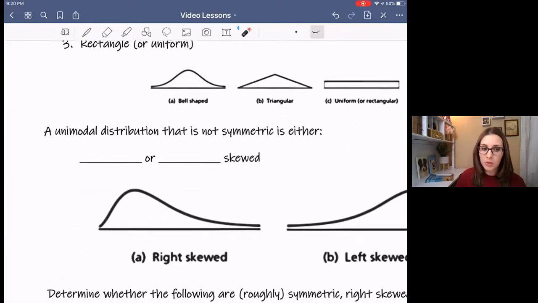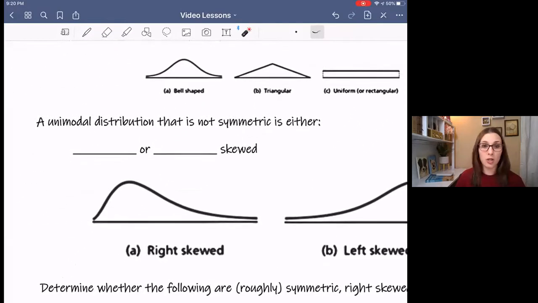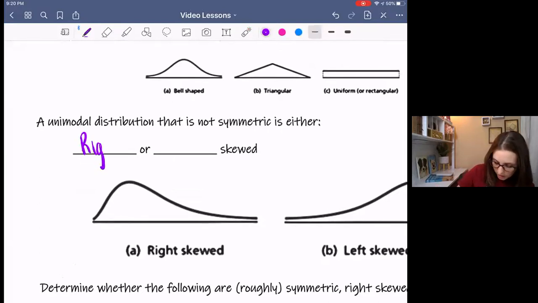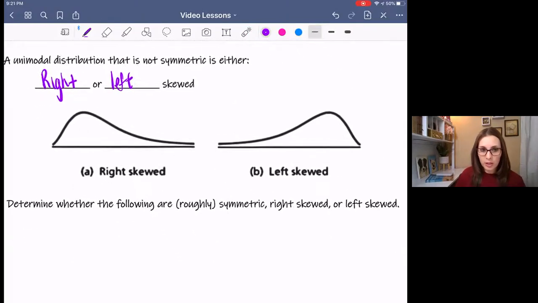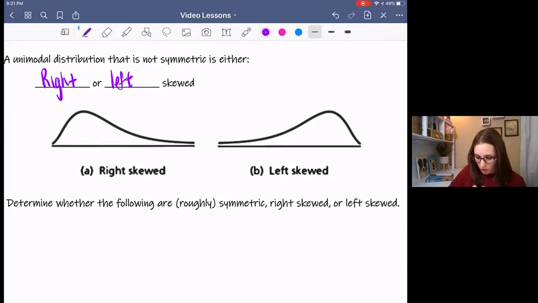And sometimes distributions are not symmetric. They might be right or left skewed. And this is important. It does matter which one is which. A right skewed has a right tail, and a left skewed has a left tail. So we call these tails.